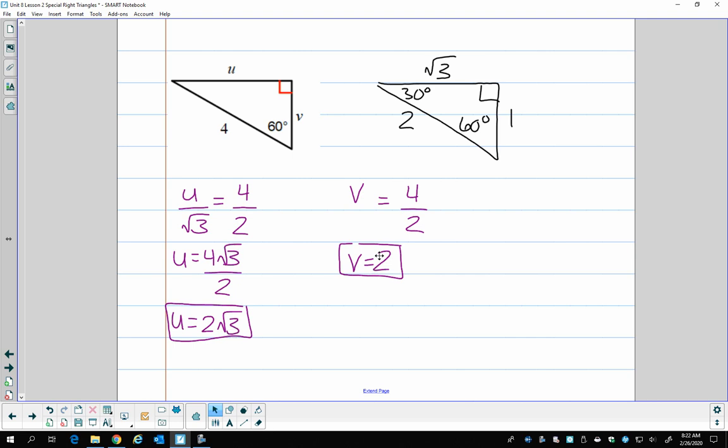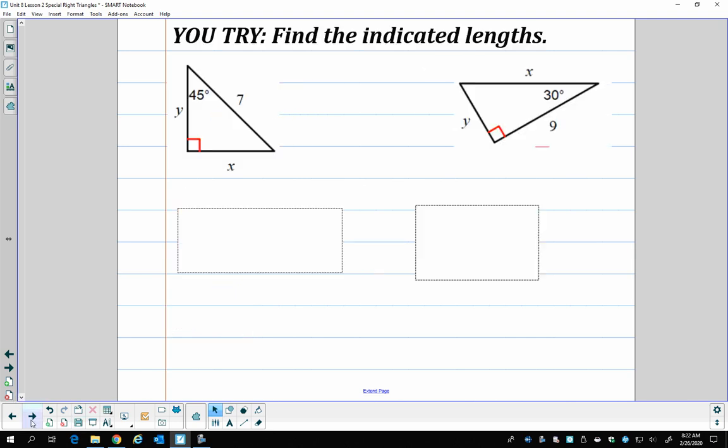But it's good that you can always get it right when you set up the proportions, and so it's good practice. I want you to try these two. I'll show you the answers. I won't go through them. If you have questions about them, make sure that you ask in class. So give these a try and then press play and I'll reveal the answers.